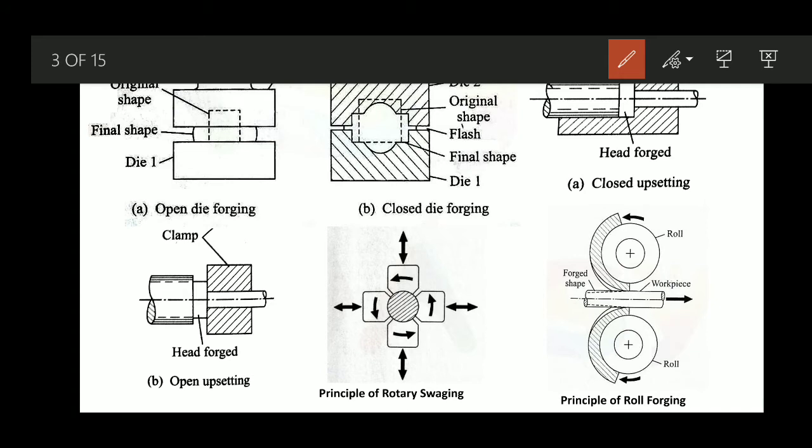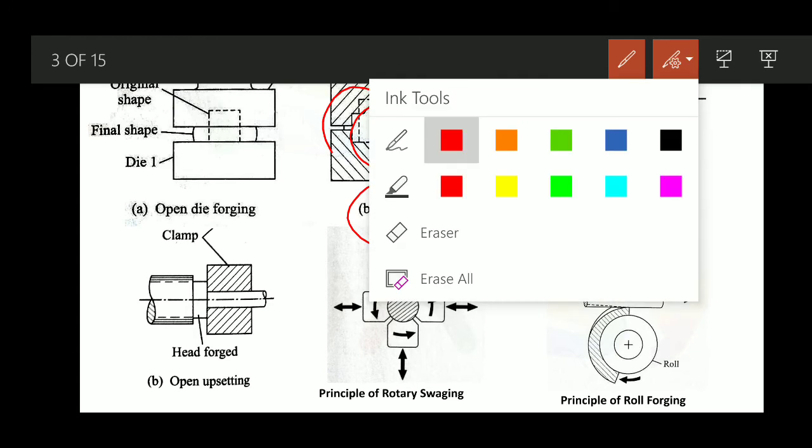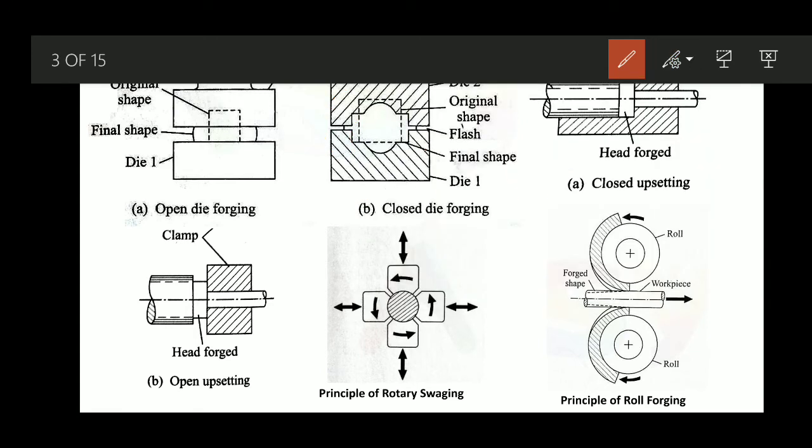Similarly, we can also have closed die forging. As the name itself suggests, both the dies will have some impressions on them, not just flat. You can expect that when the complete process is over, both the dies, die 1 and die 2, will be kind of closed, and within that enclosure of die 1 and die 2 we have the shape of the final part. This shape corresponds to the final required shape after the forging process is over.